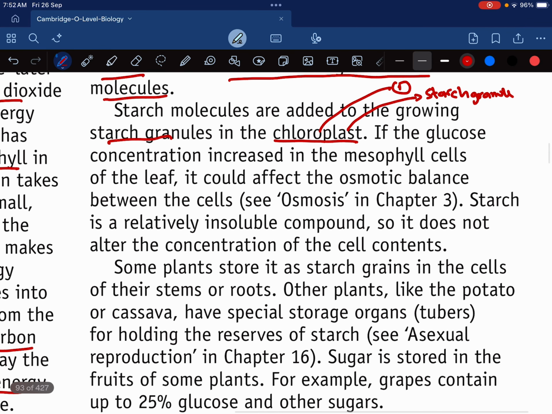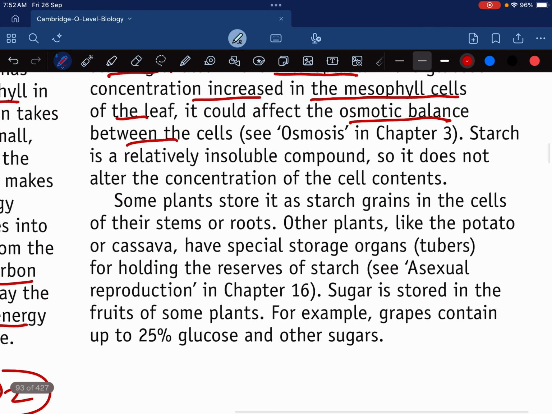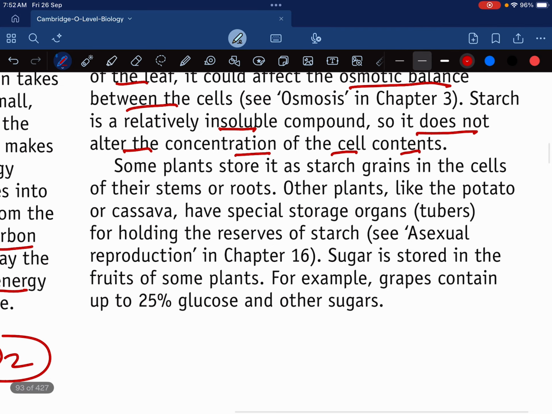If the glucose concentration increased in the mesophyll cells of the leaf, it could affect the osmotic balance between the cells. We have seen the osmosis, कि कहाँ से कहाँ पानी ट्रांसफ़र करता है. Starch is a relatively insoluble compound, so it does not alter the concentration of the cell contents. Some plants store it as starch grains in the cells and their stems or roots. Other plants, like the potato or cassava, have special storage organs, tubers, for holding the reserves of starch.